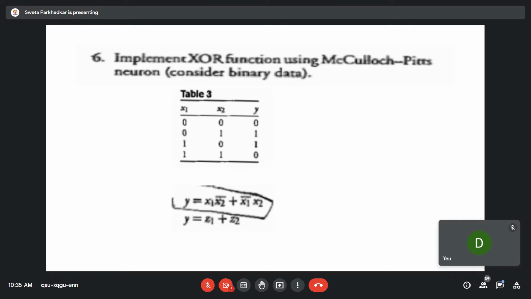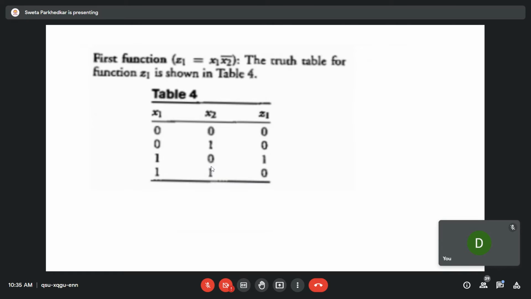Okay. Can you see this problem? That is implement XOR function using McCulloch-Pitts neuron, and we need to consider the binary data. ठीक है? Binary और bipolar data इन दोनों में से एक कोई भी दिया रहेगा आपके क्वेश्चन में. So here we will consider the binary data. Now this is an XOR truth table. You know already. So XOR truth table में you can see here.